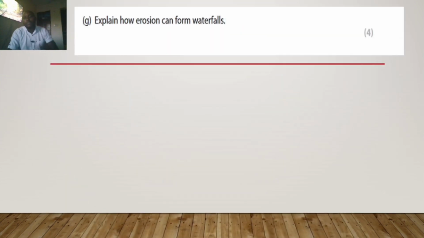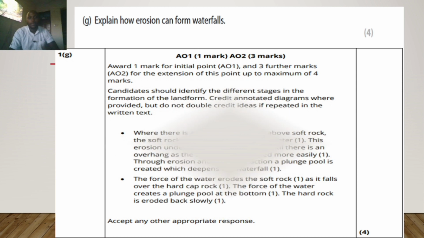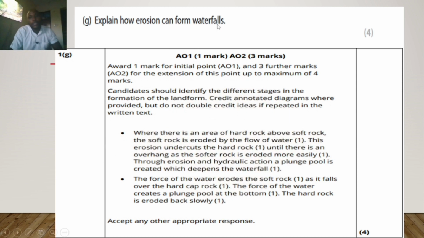Explain how erosion can form waterfalls. I think I've just explained that. So this is 4 marks, 1 for the initial point, and then 3 for further explanation. So make sure you explain fully so that you get your full marks. Where there is an area of hard rock, I've explained that, then the soft rock, and then we have an overhang, which will then form a waterfall.